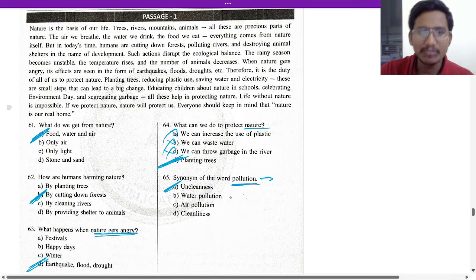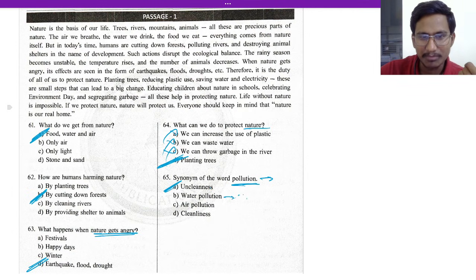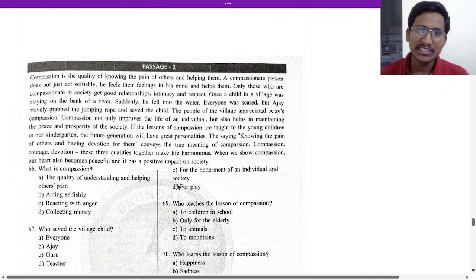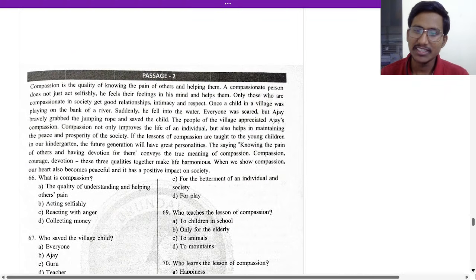Water pollution is a type of pollution. These two are types of pollution. Okay, so that is the answer. Option A will be the answer to 65. Now let us go to question 66, passage 2.